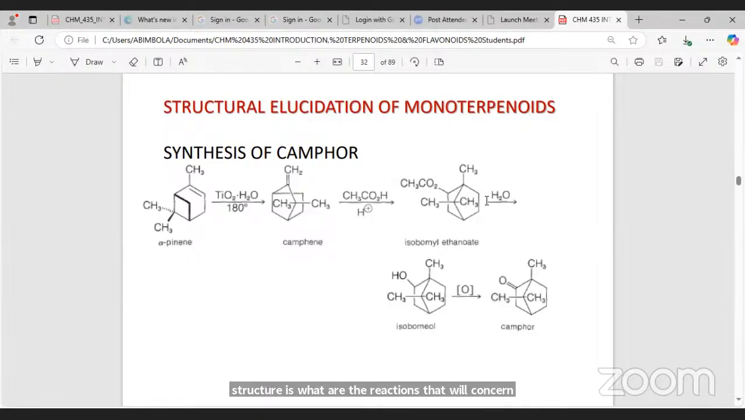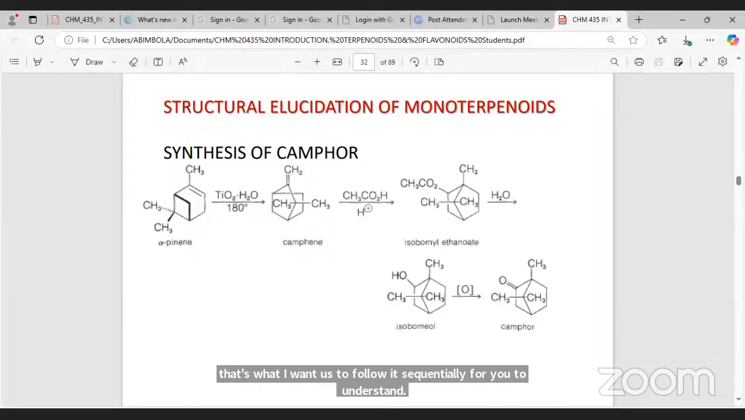So in this synthesis of camphor, we want to use some compound to synthesize camphor. In that case, we are going to elucidate the structure of camphor. Now, whenever you want to write this in an exam, what you need to know is your starting material. I want us to follow it sequentially for you to understand. Our starting material here is alpha pinene.